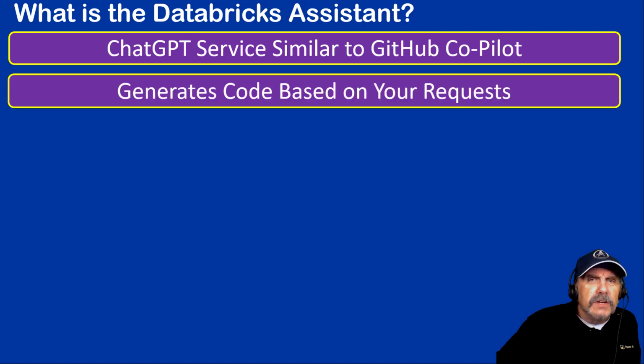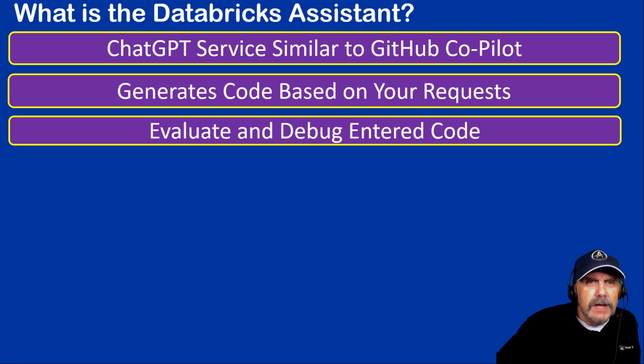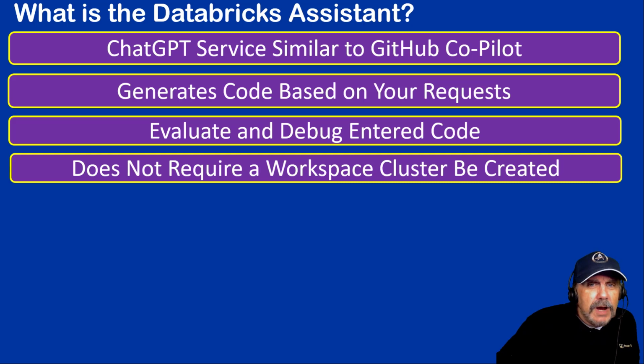Now, one of the things it can do is generate code based on things you ask for, which is really cool. And that's what I'm going to focus on today. But it can also evaluate and debug entered code. You can paste code into the prompt and it will evaluate the code and it will also debug it. It will tell you what the bugs in the code are. Now, I was surprised because to use this service, you do not have to have a cluster running in your workspace, which is really nice because that saves you a little money. You can be just sort of coding offline.